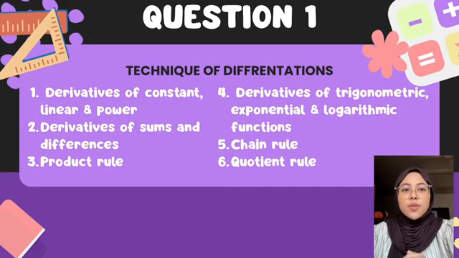First, derivative of constant, linear and power. Second, derivative of sum and differences. Third, product rule. Next, derivative of trigonometric, exponential and logarithmic function. The fifth one is chain rule, and last but not least, quotient rule.